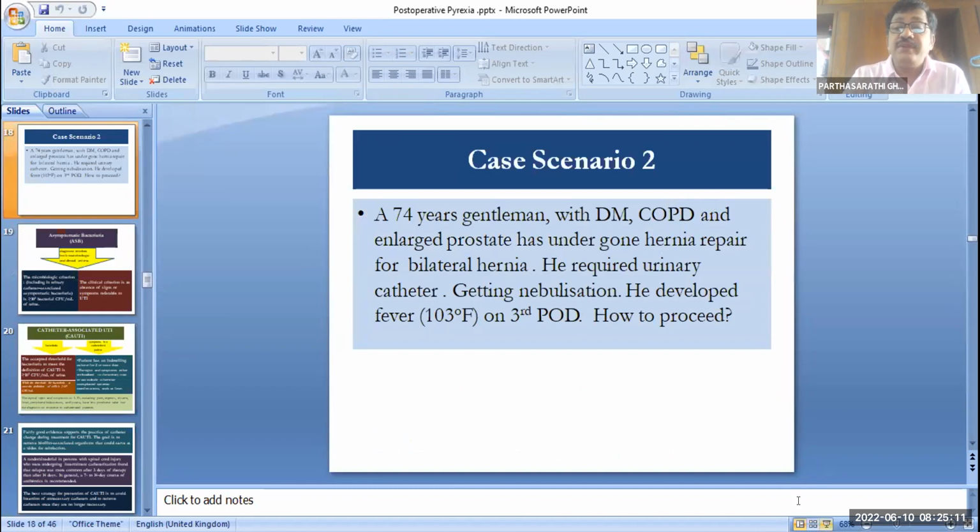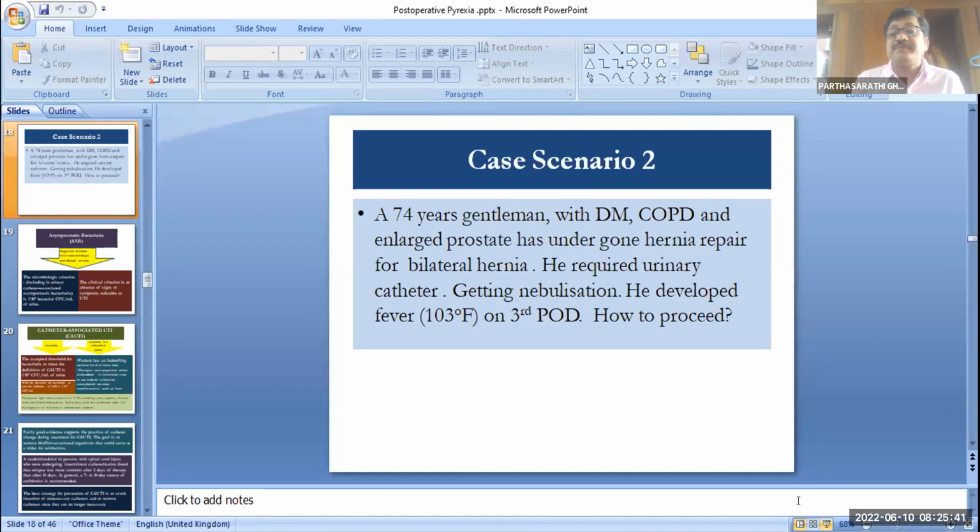Now, a 74 year old gentleman with diabetes mellitus, COPD, and an enlarged prostate has undergone hernia repair for bilateral hernia. The right side was actually a total abdomen, and he required a urinary catheter for drainage in the post-operative period. He is also getting nebulization. Now he has developed fever of 103 degrees Fahrenheit with chills on the third post-op day.